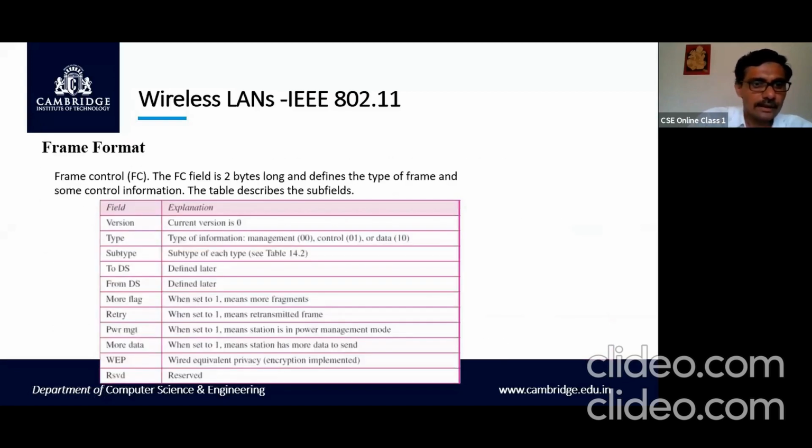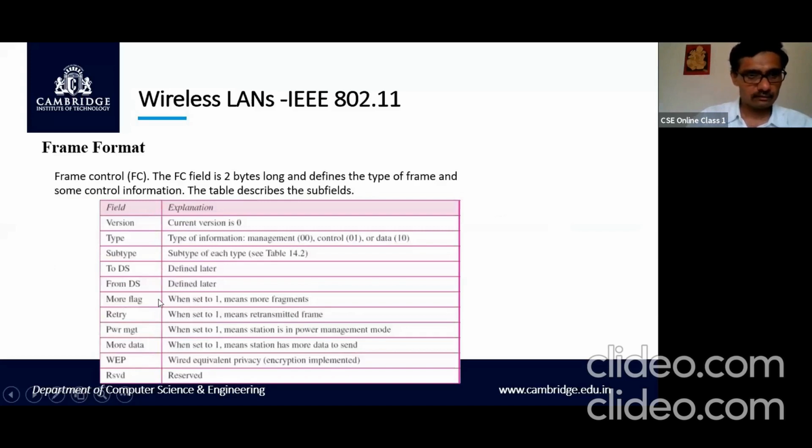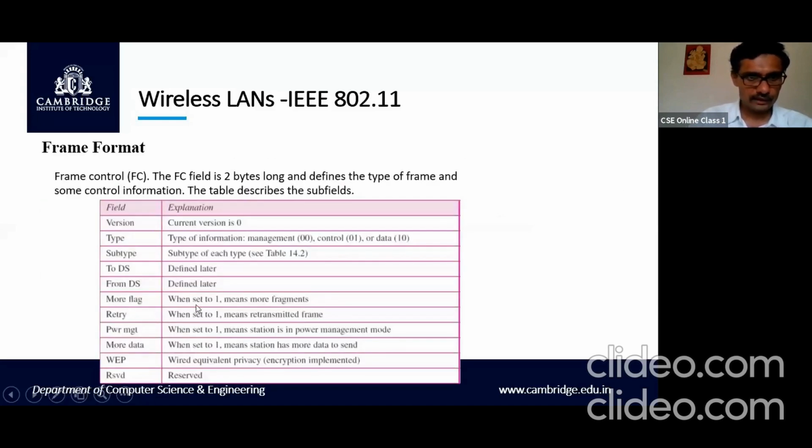Subtype, we'll see that later. Then you have another 2 bits, to DS and from DS. These bits will be either 1 or 0. Their meaning we'll see a little later in the next slides. Then address 1. Similarly here, more flag. When the more flag is set to 1, it means more fragments. That means the frame is again divided into fragments, small data units.